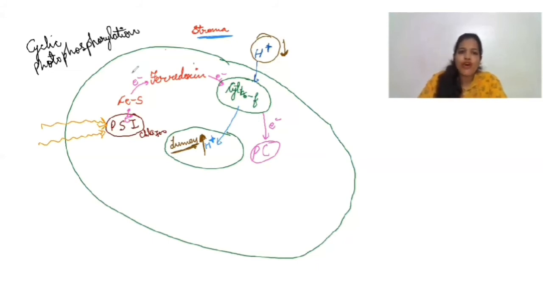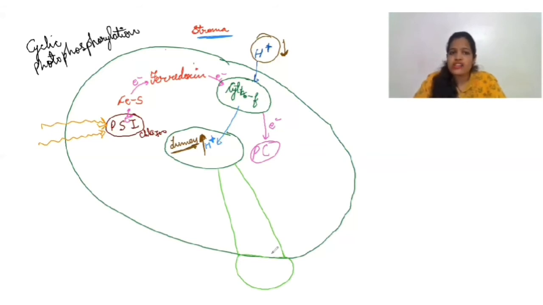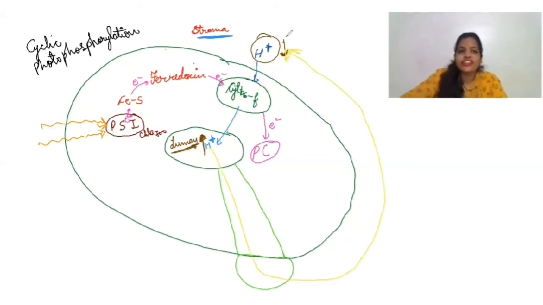You say that, of course, I'll give you the chips, but I want something in return. He says, okay, I'm going to give you something in return, and he gives you some energy. In the same way, the stroma asks the lumen to send back its protons. So the lumen says, okay, I'll send the protons back to the stroma, but I want something in return, and that return, we can say, is the ATP which is formed here.